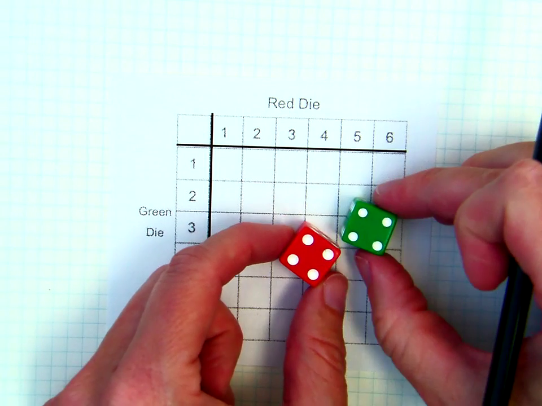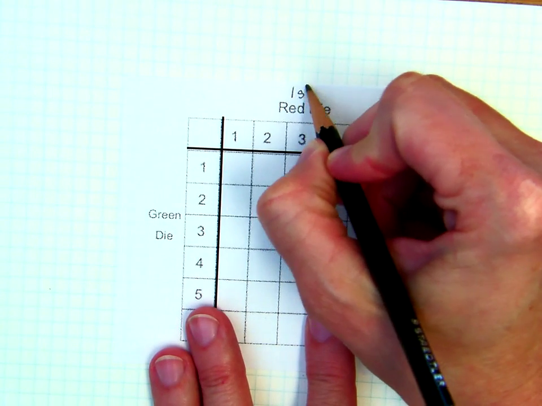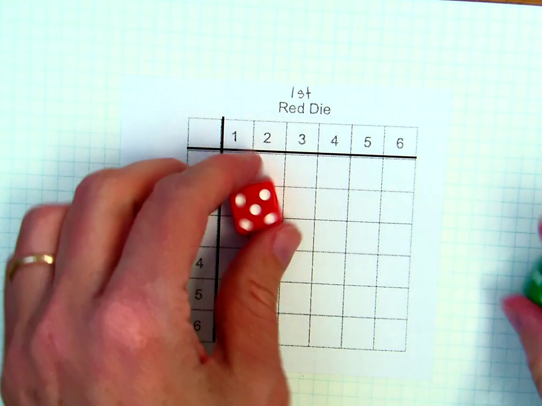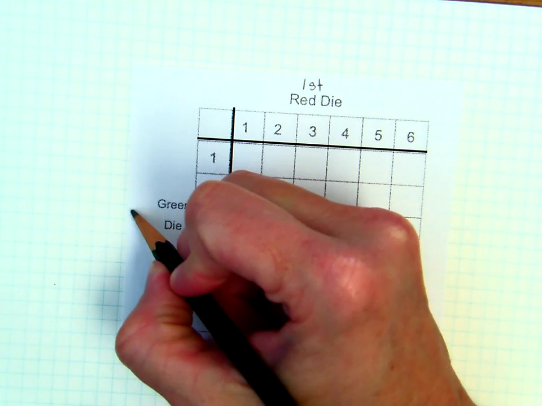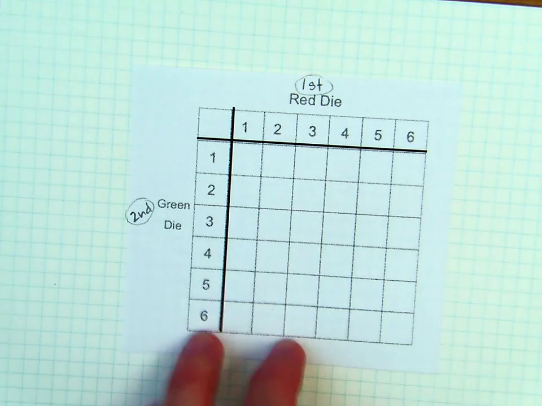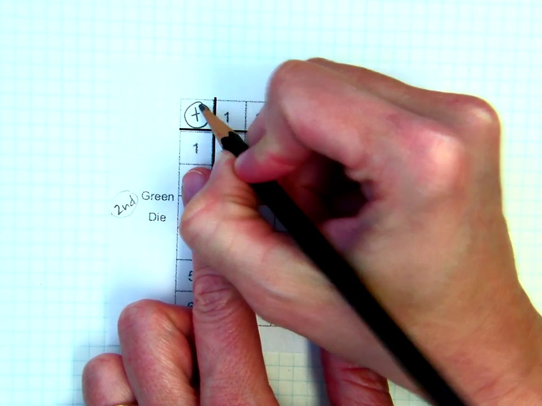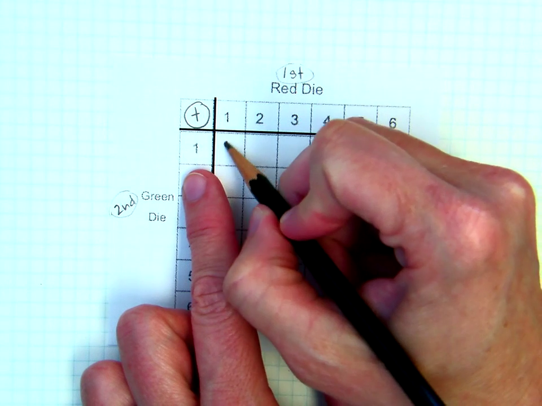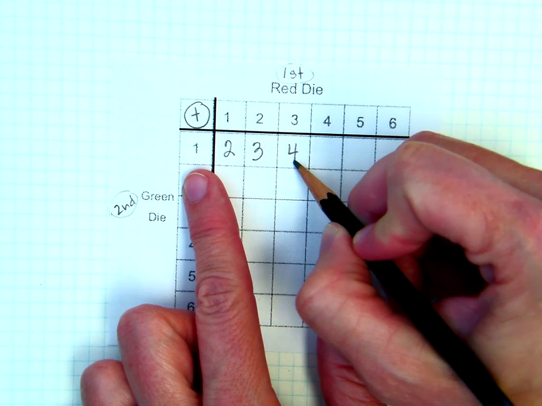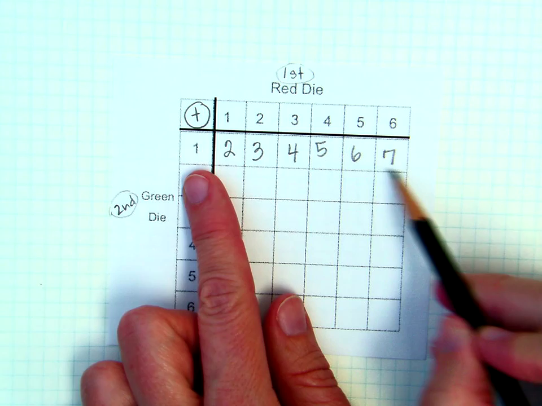So here's what that looks like on the table. We'll consider the red die as if it's the first die. So what if you were rolling 1 and then rolling the next one? The red one's going to be first, the green one is going to be second. And so the different outcomes are 1 plus 1. We're going to put plus here, showing that we're adding. So 1 plus 1 is 2. 2 plus 1 is 3. 3 plus 1 is 4, and so on. You'll see a pattern emerging here. So we have 2, 3, 4, 5, 6, 7.